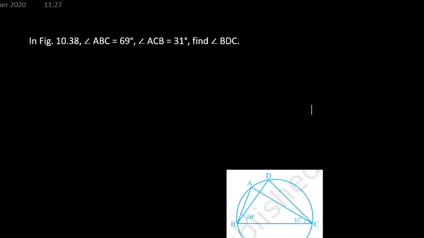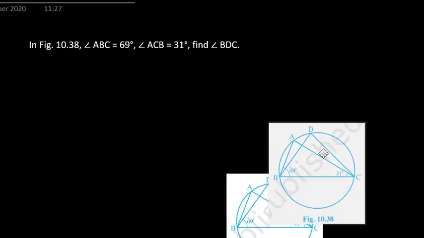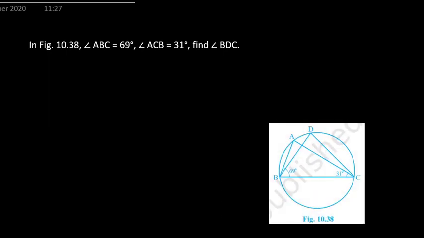The next problem is in figure. Now you can see in this diagram, angle ABC is 69 degree and angle ACB is 31 degree. You have to find angle BDC. Angle BDC and angle BAC are angles subtended by the same arc at two different points in the remaining part of the circle. So they are going to be equal. So if I get angle BAC, I will get angle BDC.